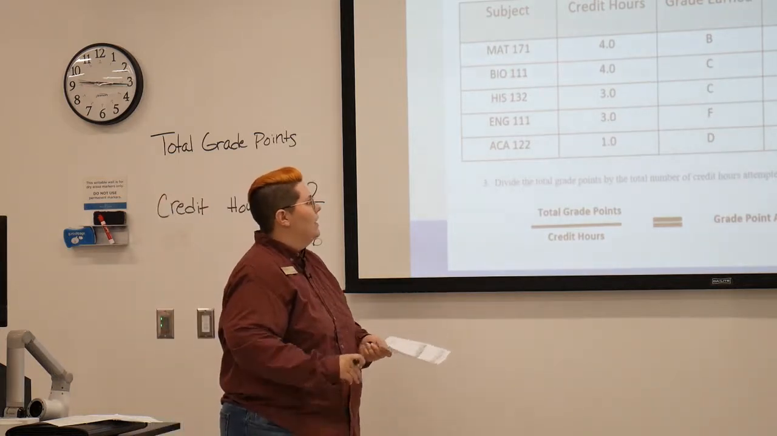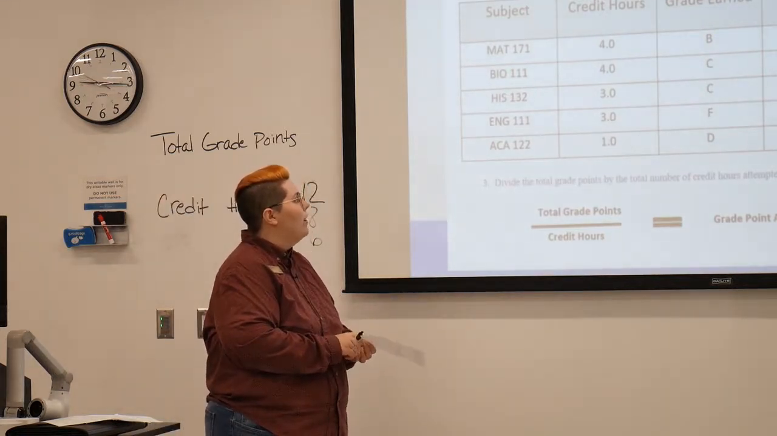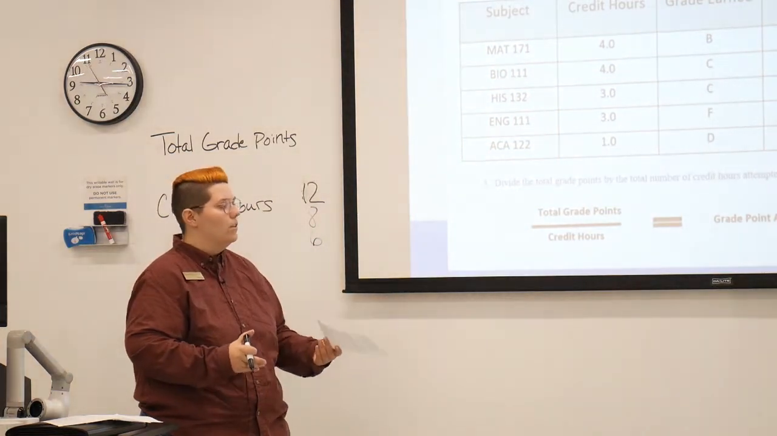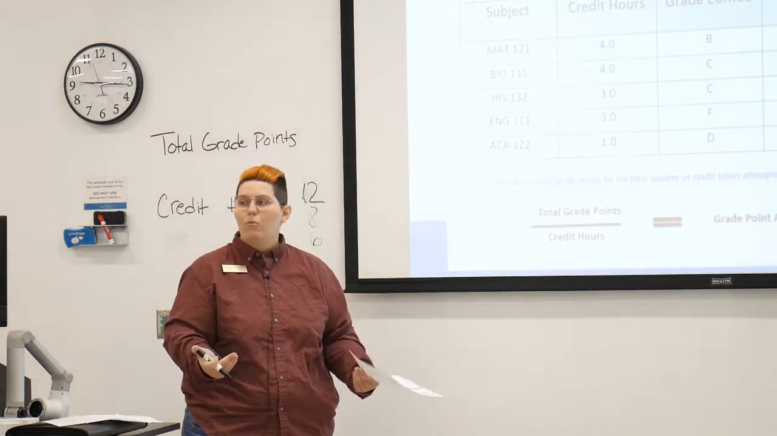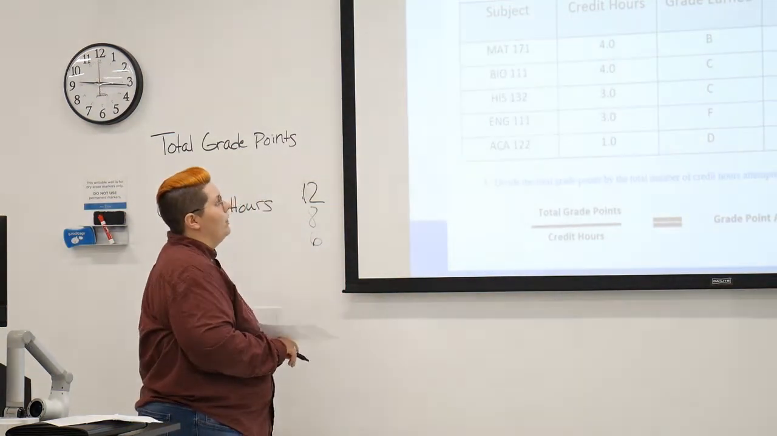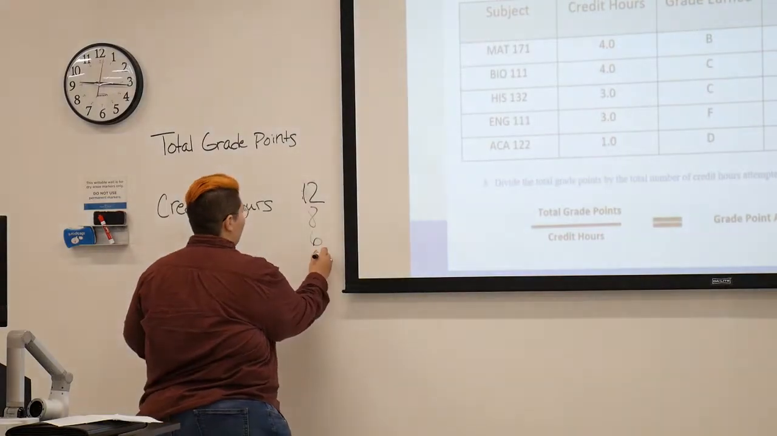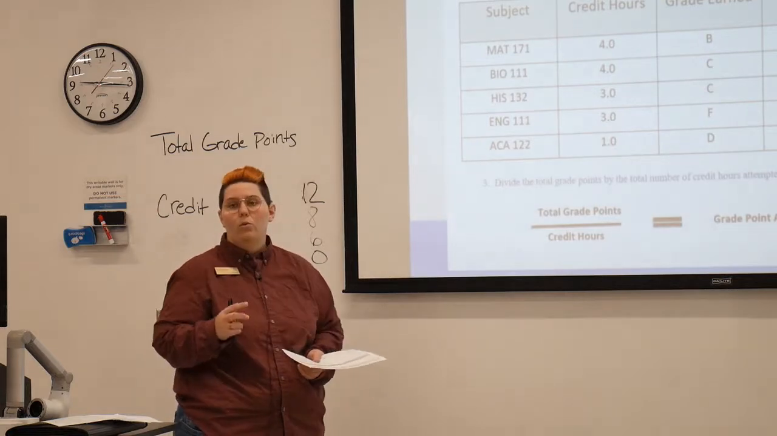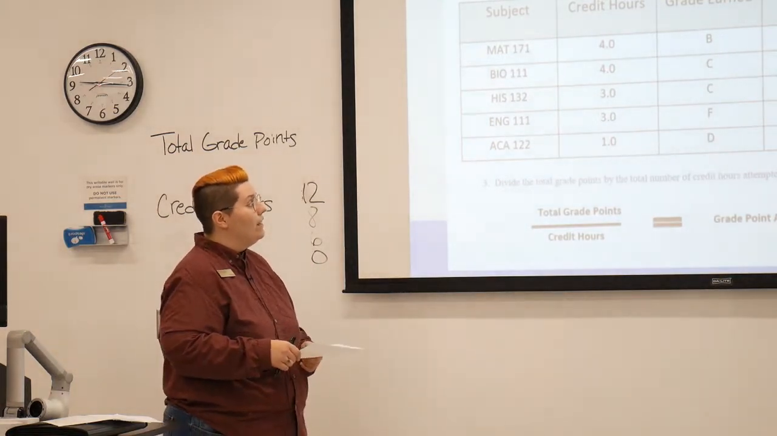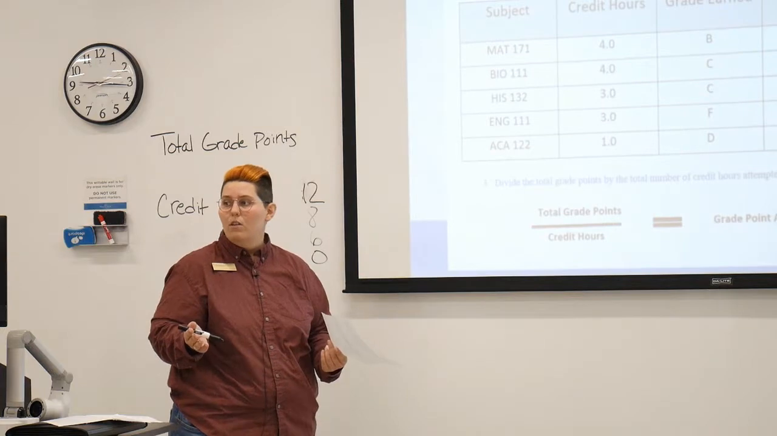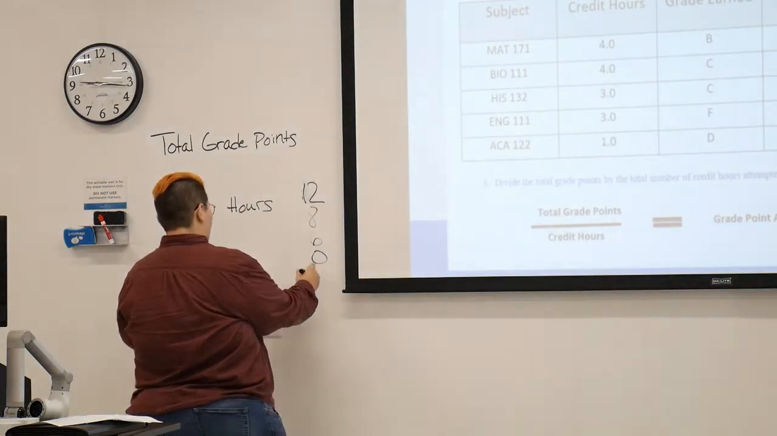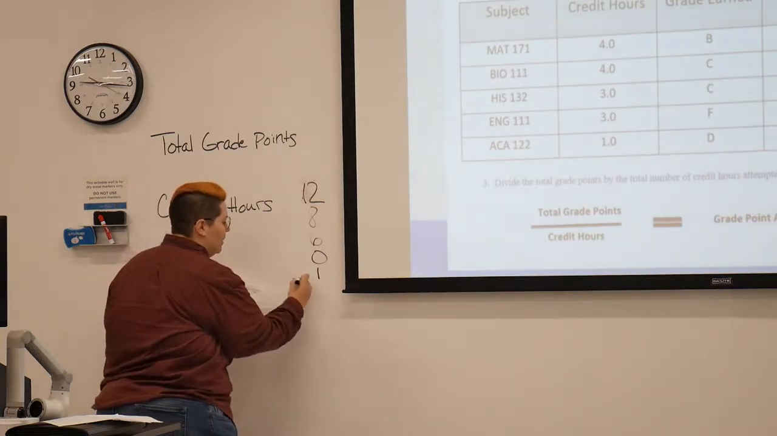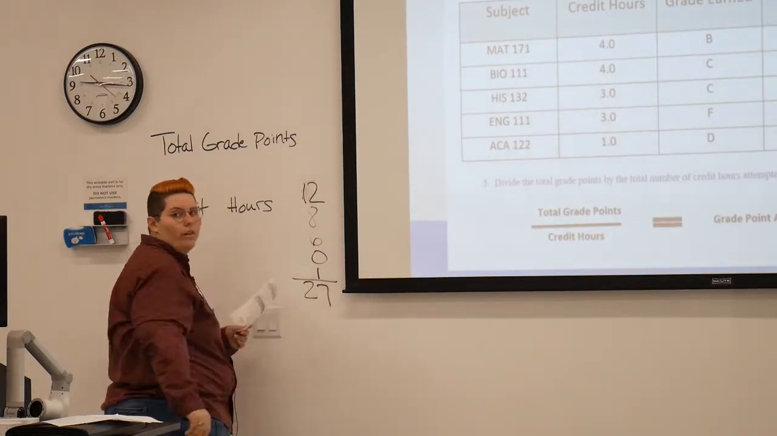Next, the student is in English 111, worth 3 credit hours. English 111 didn't go so well for this student. They received an F in the course. How many credit points is an F worth? 0. So 3 times 0 is 0. Next, the student took ACA 122, and that is only worth 1 credit hour. They received a D in the class, and how many credit points is the D worth? 1. Correct. 1. So we're going to take these numbers and add them up, and that gives us the 27.